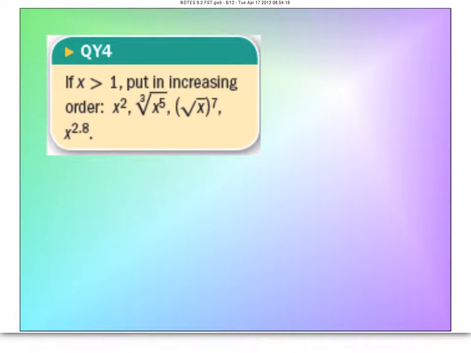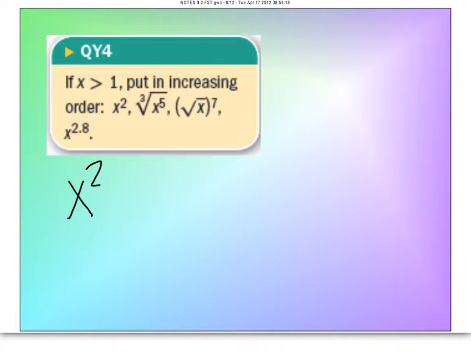This is a nice extension of just a basic algebra concept of putting things in increasing order. First of all, remember, increasing means from smallest to largest, and they want you to put these in order. It would just be based on the exponent, basically. So the problem is, here we have an integer, here we have a combination of a radical, and then we have a decimal. I want to see these all in the same format.